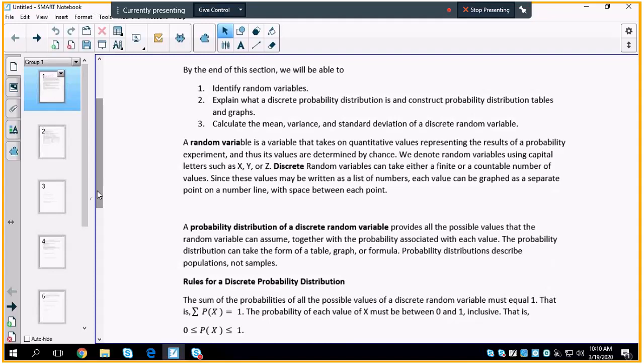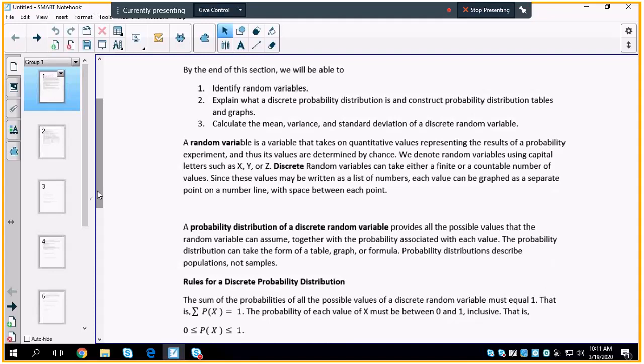A random variable is a variable that takes on quantitative values representing the results of a probability experiment, and thus its values are determined by chance. We denote random variables using capital letters such as X, Y, or Z. Discrete random variables can take either a finite or a countable number of values. Since these values may be written as a list of numbers, each value can be graphed as a separate point on a number line with space between each point.